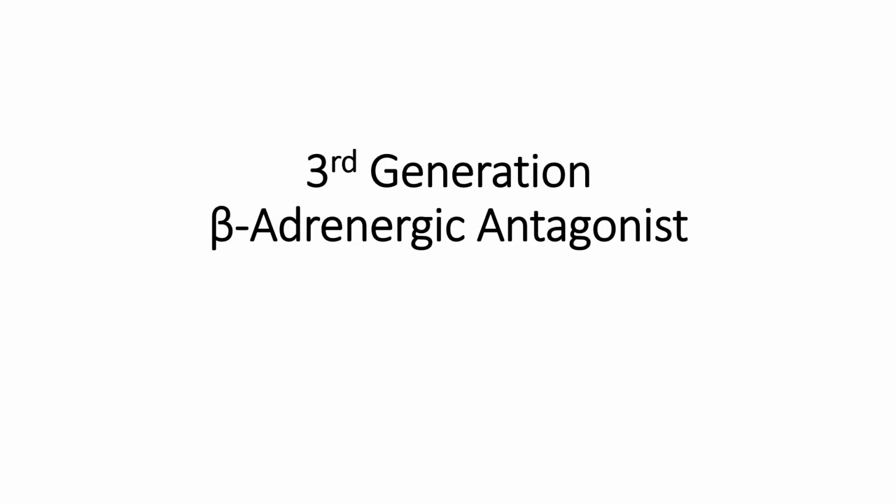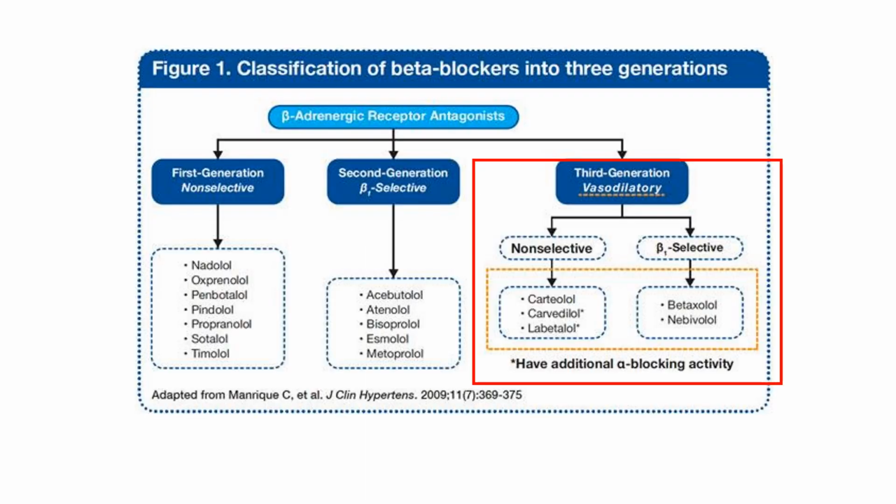Now let's move on to the third generation beta blockers or beta antagonists. And here you need to pay special attention because things can get a little bit tricky. Unlike the first generation beta blockers that included non-selective agents, and unlike the second generation group that included selective beta-1 agents, the third generation group includes both non-selective and selective beta blockers.